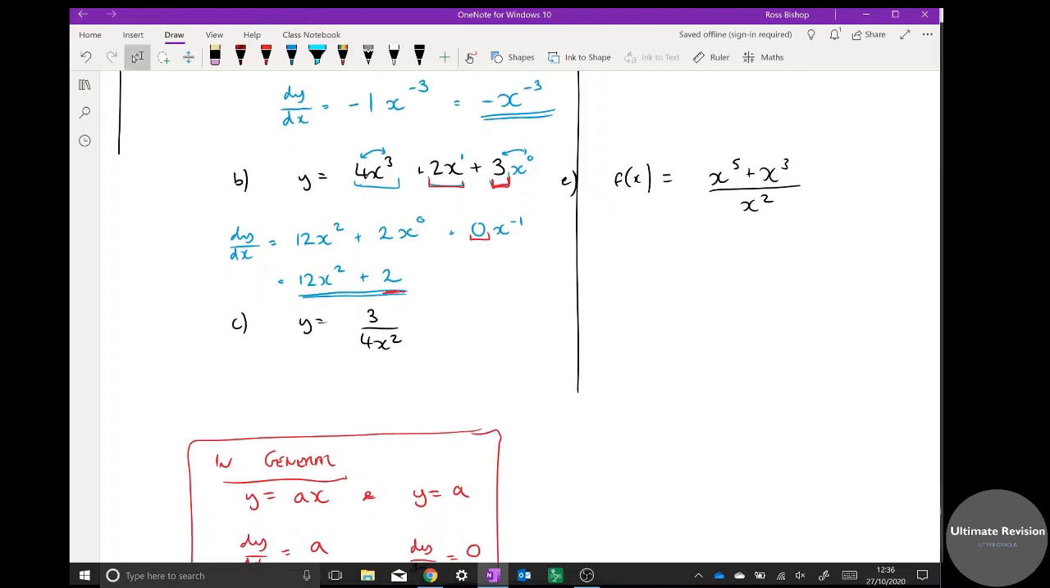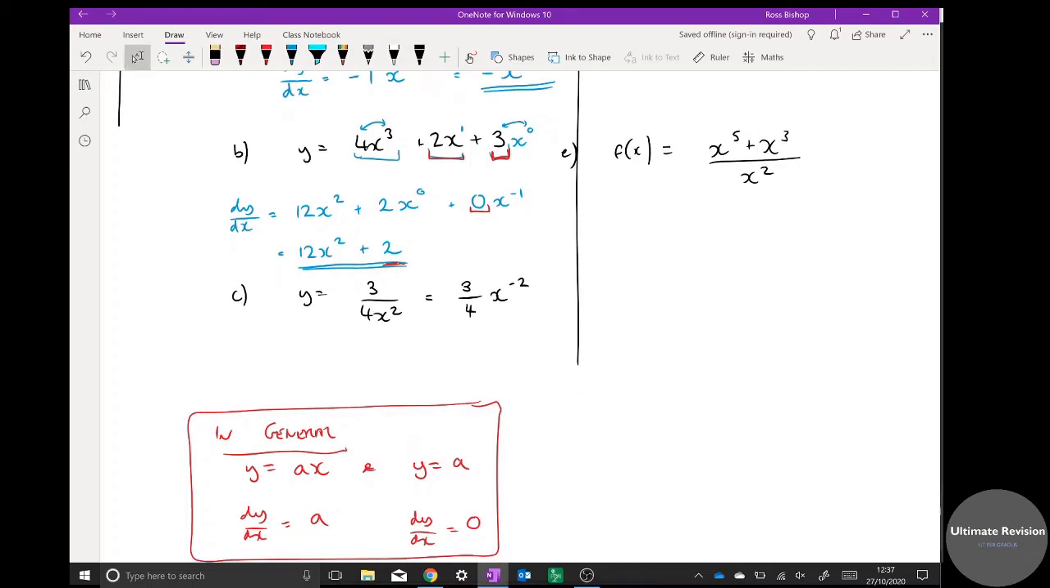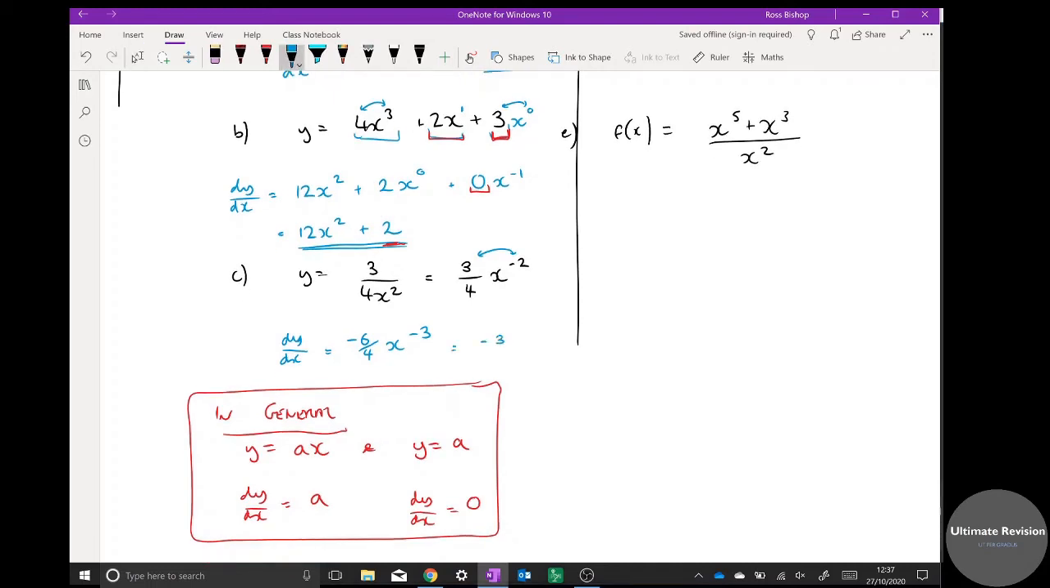Right, now we've got a slightly harder one. y equals 3/4 x to the 4. It's not in the correct form. So I need to first of all make it in the correct form. That's the same as doing 3/4 and bringing the x squared up to make it x to the minus 2. So I need to do that step first. And now I follow the same procedure. So dy dx is going to equal minus 6 over 4 x, reduce the power by 1 to the minus 3, which is going to be minus 3 over 2 x to the minus 3. Okay.